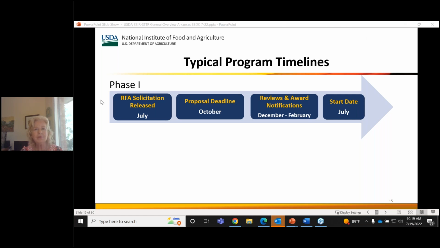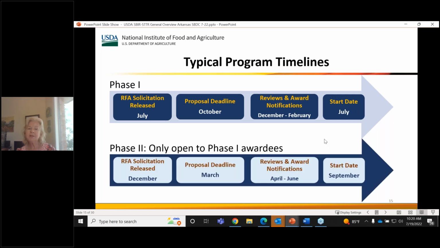Now I'm going to talk just a little bit about the typical timelines for our programs. So the phase 1 RFA is usually released in July. We still believe it will be released in July. It has been delayed a little bit, but I believe it will still be released in July this year. Then the deadline right now is set for October 6th. Reviews and award notifications, we have a panel review process that we'll talk about, and those go from December through early February. And then the start date for the awards, those who win awards, will be in July.